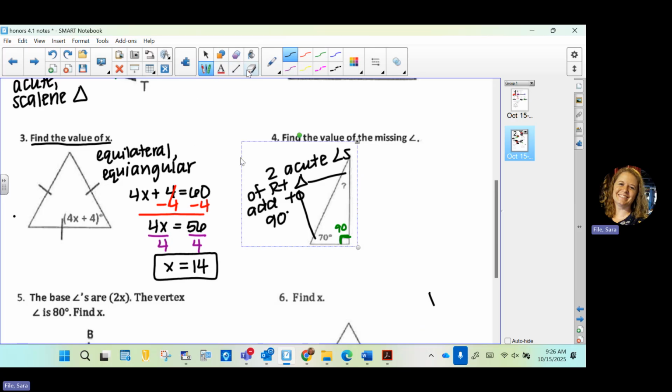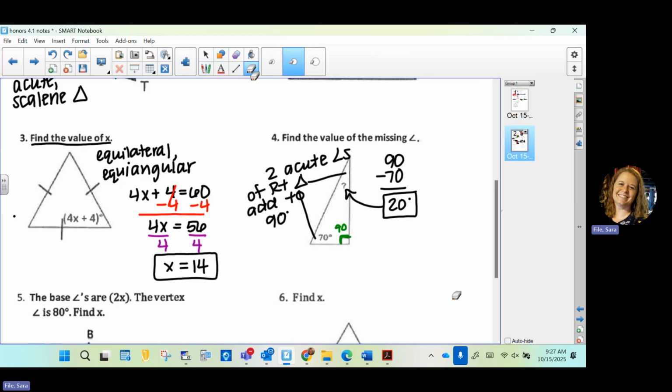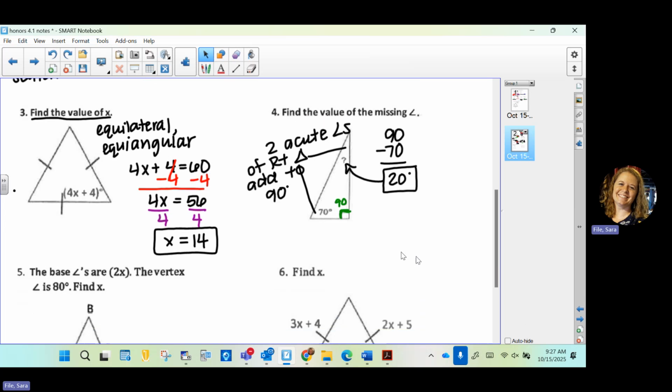Okay. Could you do this by adding 70 and 90 and subtracting from 180? Yes, but it's less work just to do 90 minus 70, isn't it? So that's just 20. You can do it using the triangle sum is 180 and doing the 90 plus 70 and subtracting that, but it's less work if you realize that the 2 acute angles of a right triangle are going to add to 90. Just saves you a step.